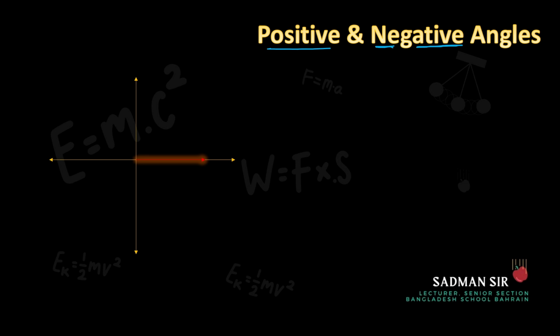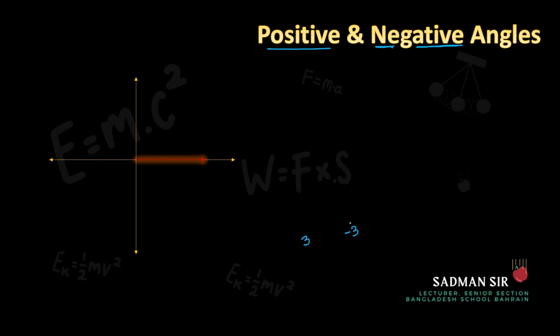Now how do we get a negative angle? Before that, let us try to understand what we mean by this negative sign, what the negative sign actually does. For example, if I have 3 and then if I have minus 3, what difference did it make? By putting this negative sign, what difference did we make?